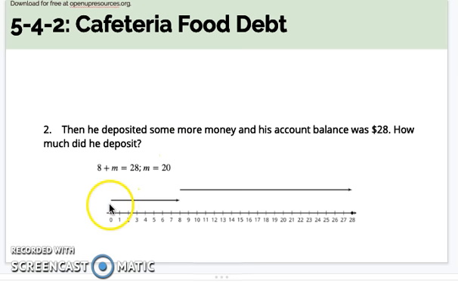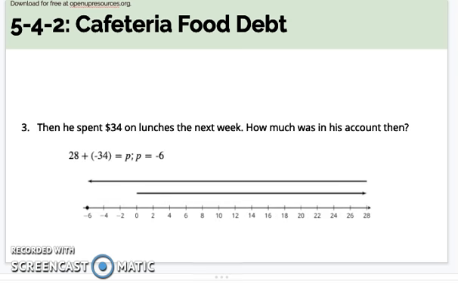Then when we solve that, it says from 0 to 8, and then we're adding another amount of money to get to $28, we would have to add $20. Moving on to number 3, then starting from that $28 that he had in his account, he spent $34 on lunches this week. How much was in his account then? So 28 plus a negative 34 equals P. Doesn't matter what letter you use.